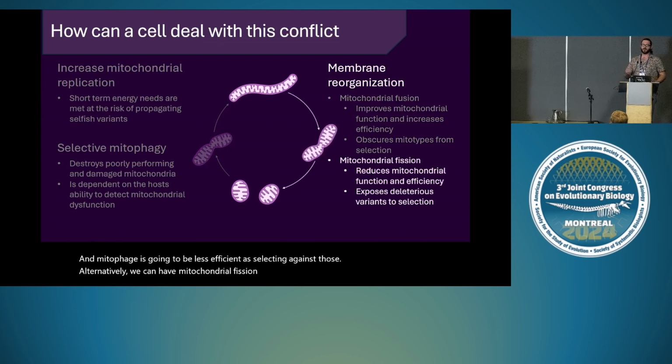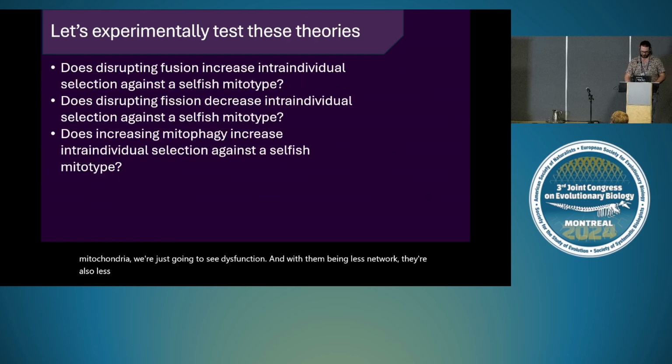This is going to expose individual mitotypes to this selective mitophagy. However, it's also going to lower overall fitness because now we have mitochondria that are poorly performing. And so without increasing the healthy mitochondria, we're just going to see dysfunction. And with them being less networked, they're also less efficient. So those are kind of the ideas that have been out there.